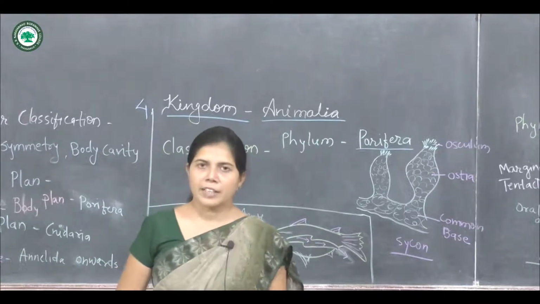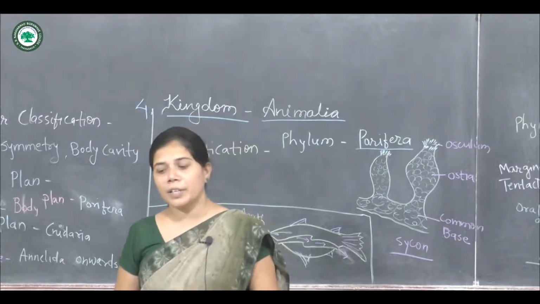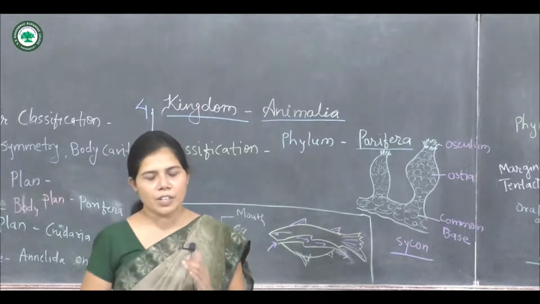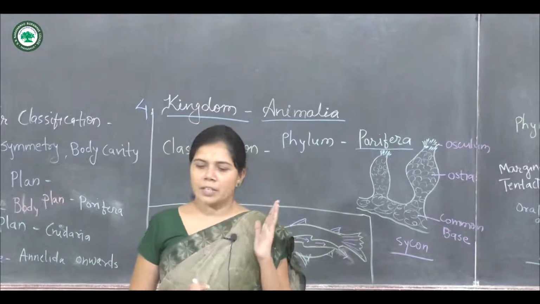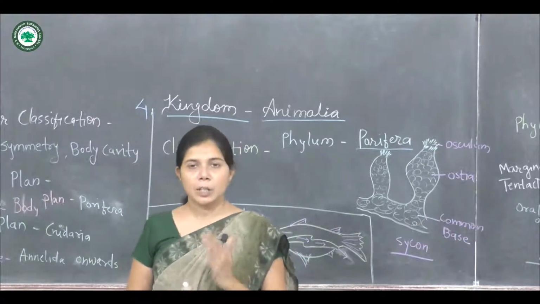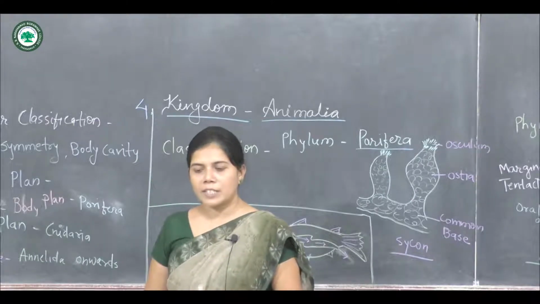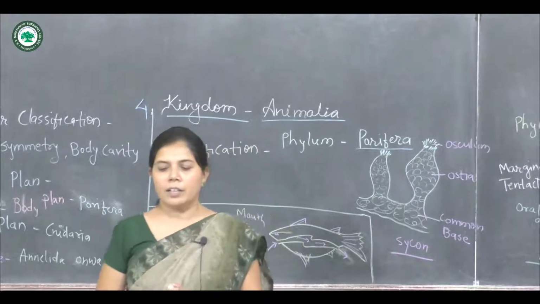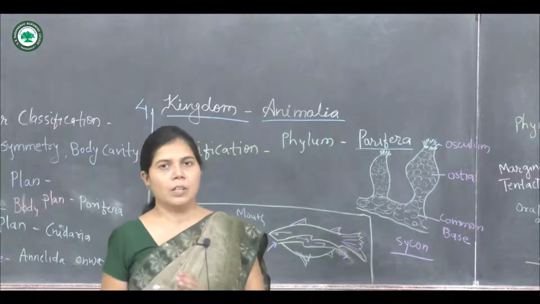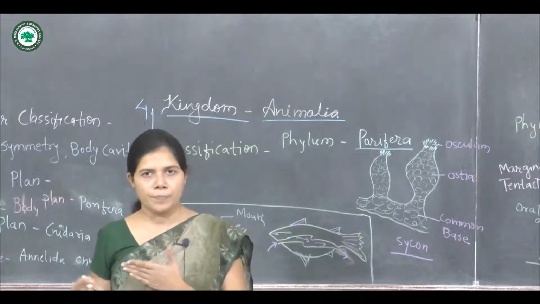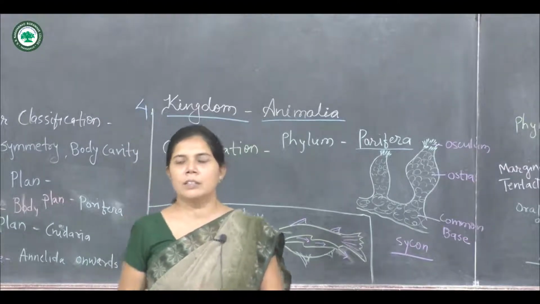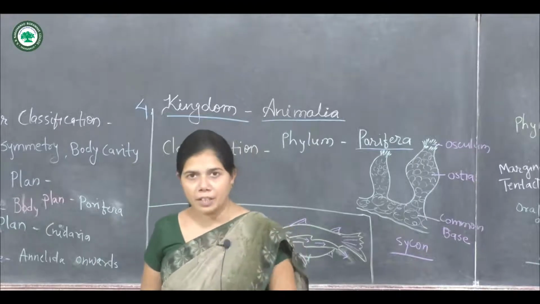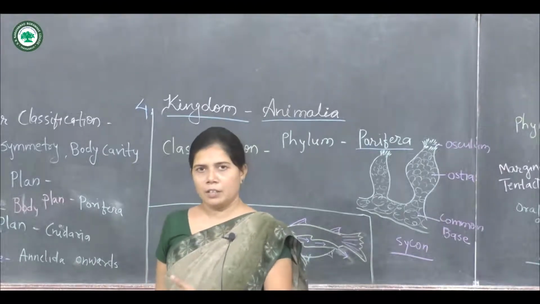Again, the criteria based on the germinal layer, or we can say the germ layer. The germ layers are triploblastic, diploblastic, or holoblastic, etc. Again, segmentation is also a factor of classification. Segmentation means the body is segmented or unsegmented, and so on.